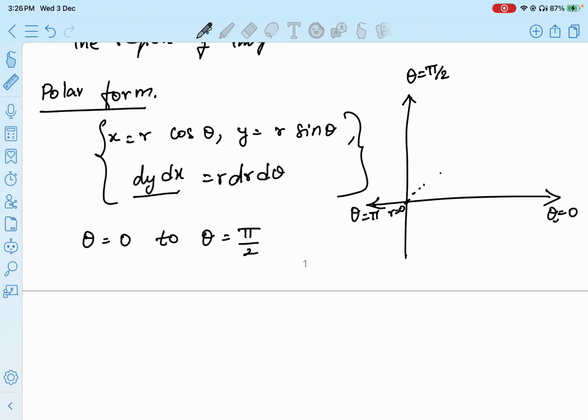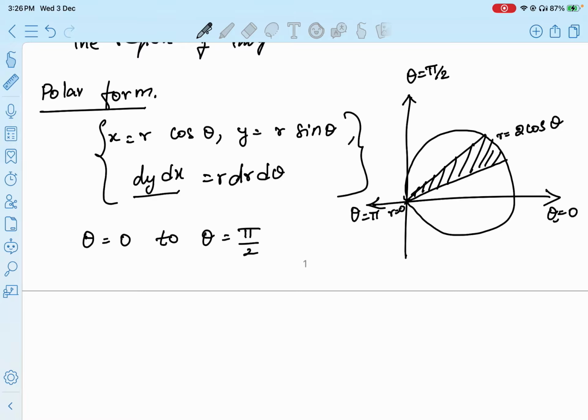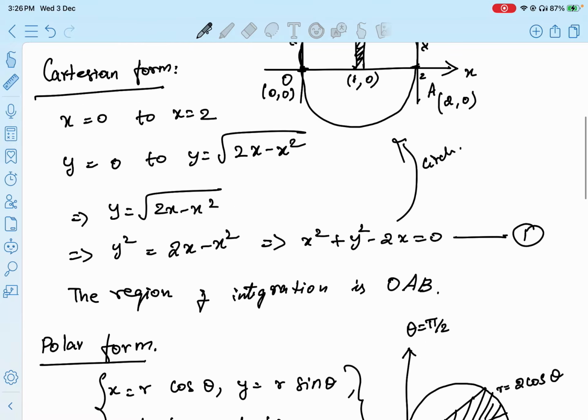Our r is going to start from here, r equal to 0. So I am going to draw a circle that starts from r equal to 0. The polar form will be shaded like this in this region. That is x equal to 2 cos theta. So this is the shaded region, and this connected region is A.